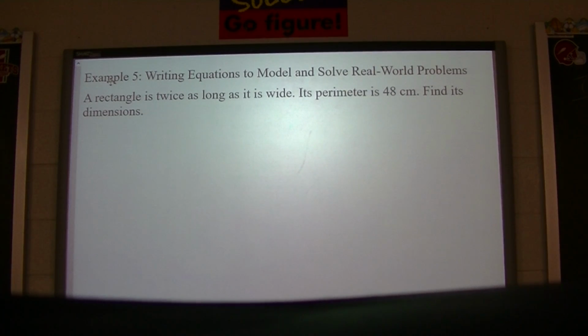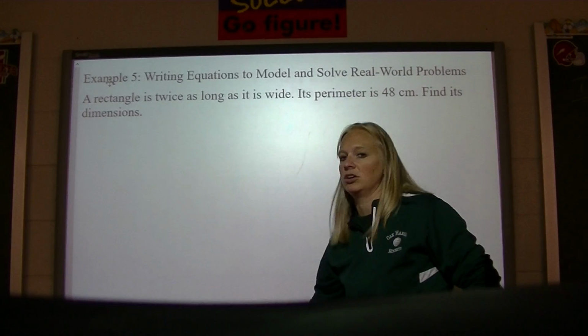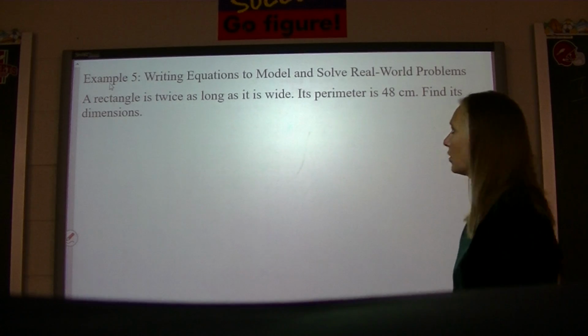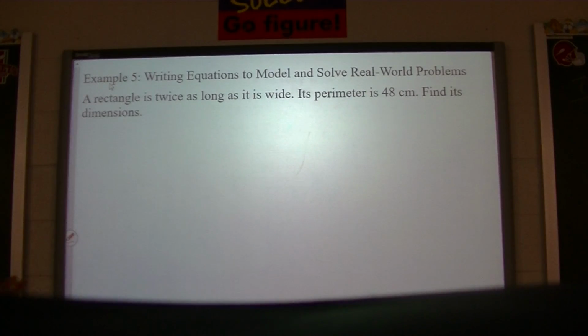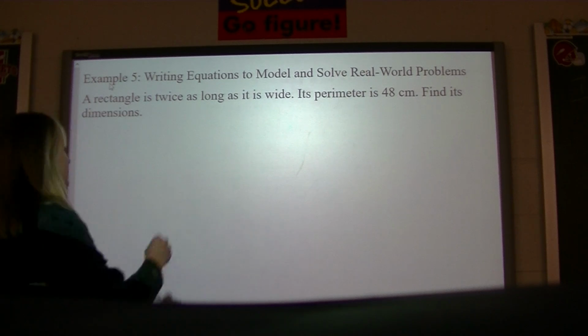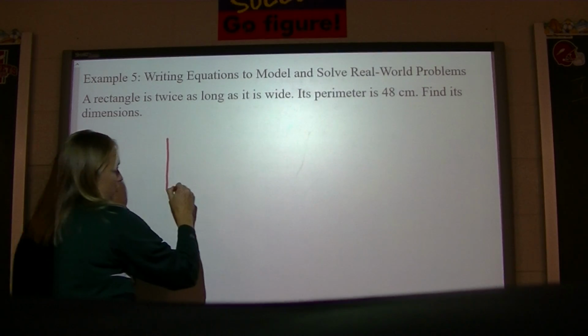Okay, you might not be able to see this very well, but it is on Canvas for you. It says writing equations to model and solve real-world problems. Here's example 5. A rectangle is twice as long as it is wide. Its perimeter is 48 centimeters. Find its dimensions.